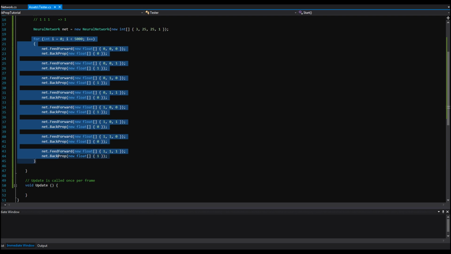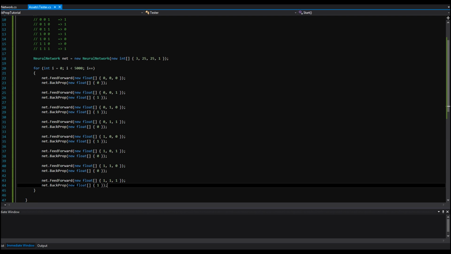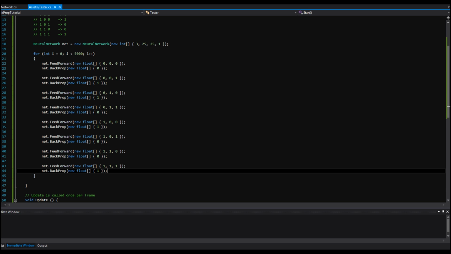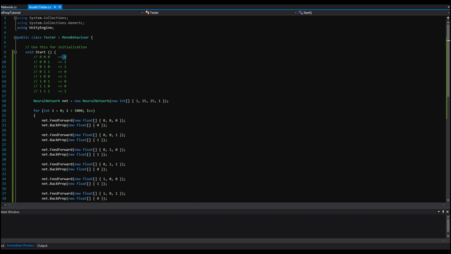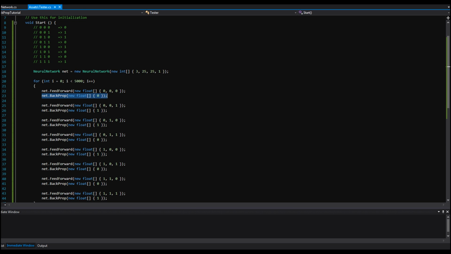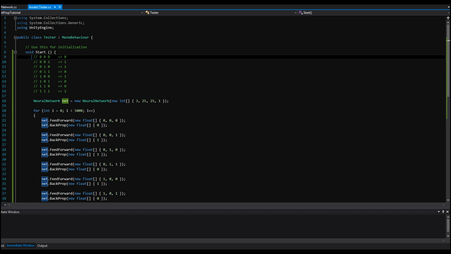So now I've just written this little for loop that iterates over 5,000 times. It's basically going to be training the network 5,000 times 8 times. So first we're feed forwarding the network with some inputs. Feed forward is basically generating an output, right? And then we're backpropagating the correct output. So in this case 0, 0, 0. The correct output is 0, so we're backpropagating that, and the network is basically just going to take what it already expected the output to be versus this correct output and backpropagate the error, and hopefully our network will learn to be able to basically predict this table.